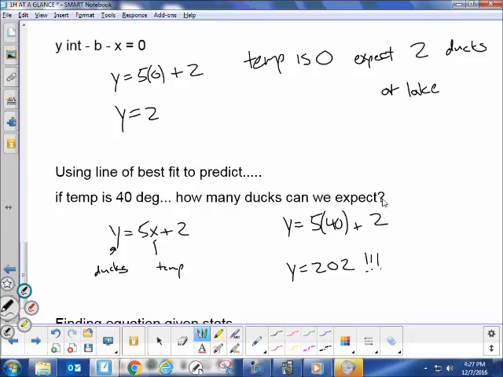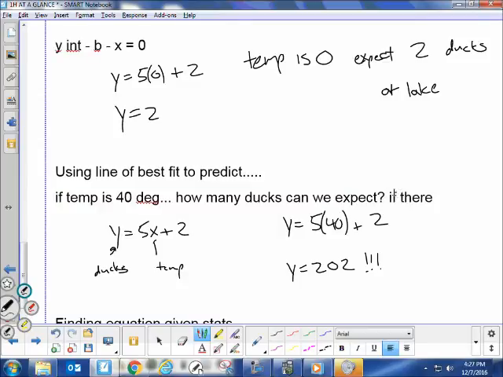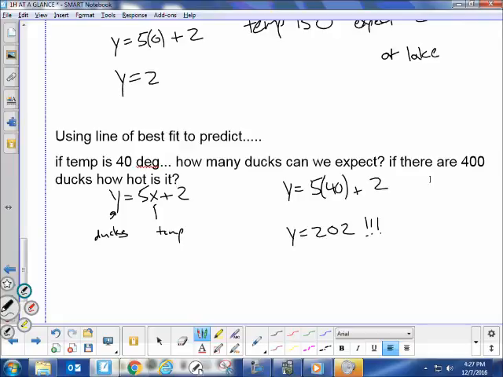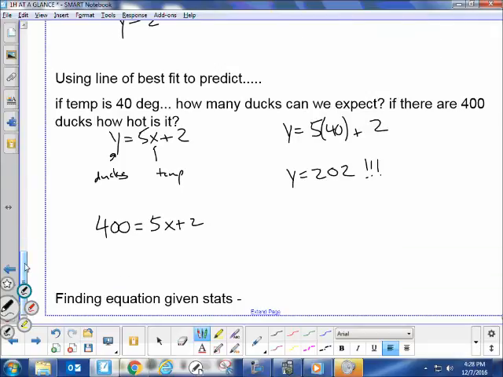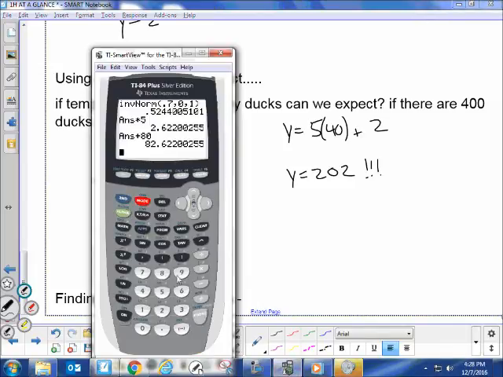Okay? Now, you could also go the other way. If I have like 400 ducks, how hot is it? Well, 400 ducks would be the y, and I can solve for x. I get 398 divided by 5, which is 79.6 degrees.